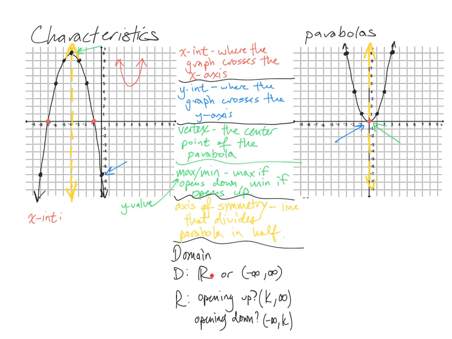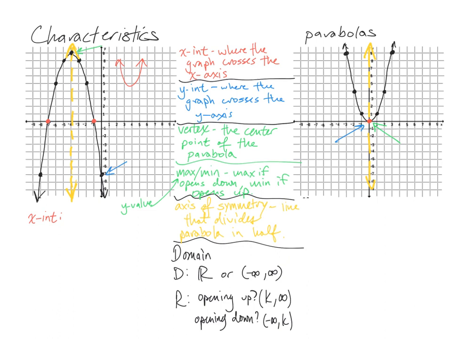The domain is super simple. It is all real numbers, or negative infinity to infinity if you're using interval notation, and the range changes just slightly. I have this weird notation here with k to infinity as an interval if it's opening up. If it's opening down, the range will be negative infinity to k. And k, and you'll see this in a couple slides, is just the y value of the vertex. All right, so the k value here would be 9, and the k value here would be 0.